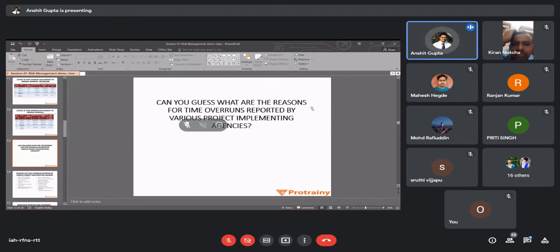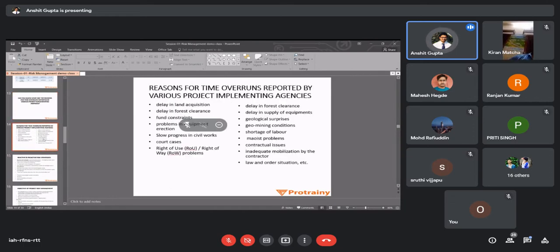So can you guess what are the reasons for time overruns reported by various project implementation agencies in India? These are the reasons: delay in land acquisition, delay in forest clearance, fund constraints, problems in equipment erection, slow progress in civil works, court cases, that is legal issues, right of use, right of way problems, delay in supply of equipments, geological surprises, geo-mining conditions, shortage of labor, contractual issues, inadequate mobilization by the contractor, law and order situation, etc.